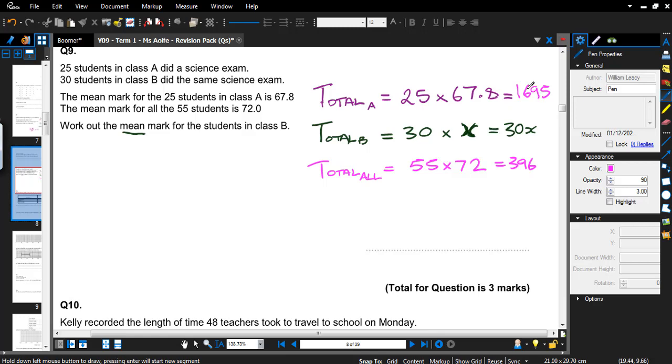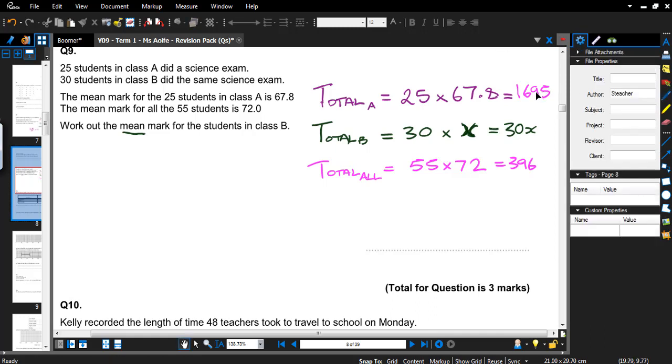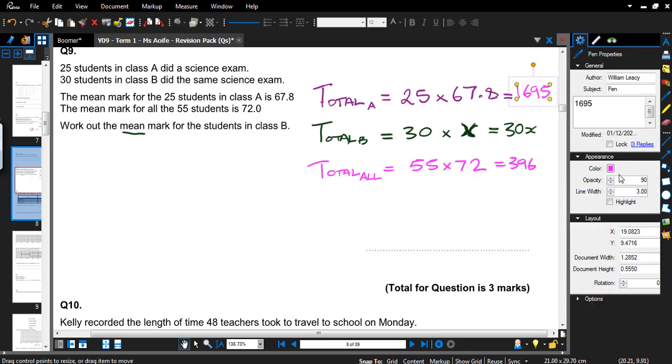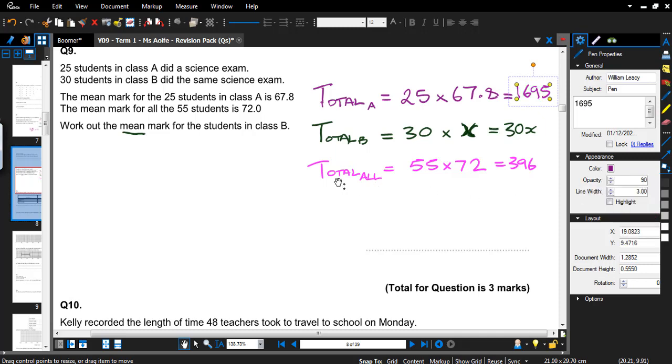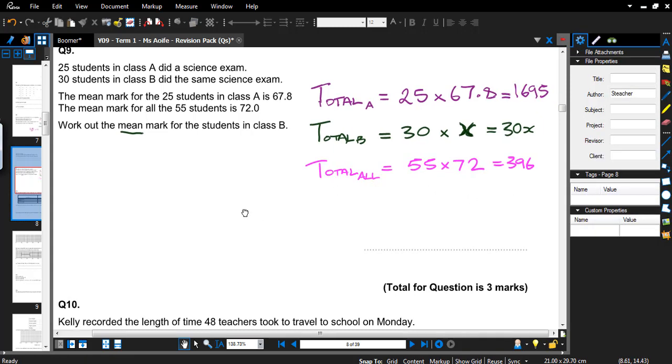Actually, I'm just going to get my calculator out because I don't want to make any mistakes to confuse you. 25 times 67.8. Oh look, totally right. I should never have even checked. No, it's good to check, even if you're like a mathematical genius. There you go. Cool. Now we have to work out the mean mark for the men.